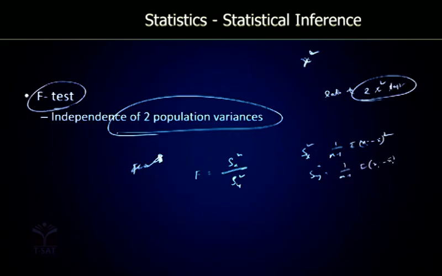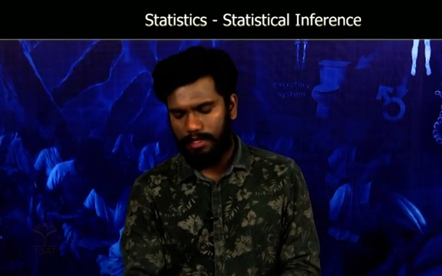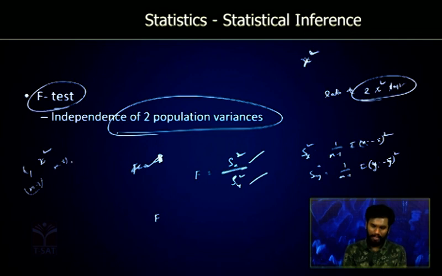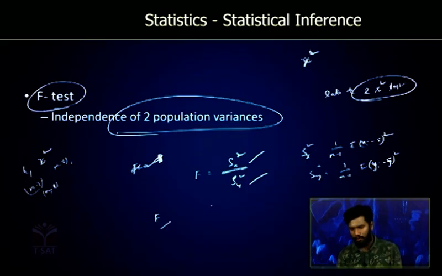yi minus y bar whole square. Now this F test is also called the ratio of the 2 chi-square test. Till now we have discussed the t test and the chi-square test, which have only 1 degree of freedom, that is n minus 1 or n minus 2 or n minus 3. That is only one set of degrees of freedom.